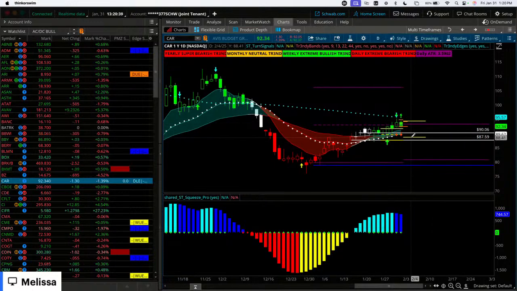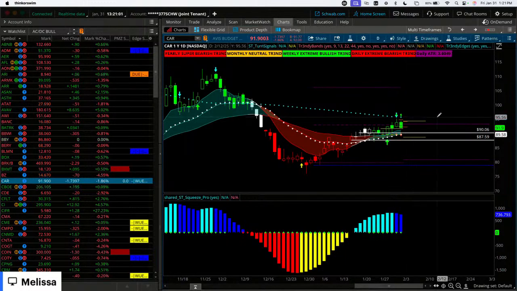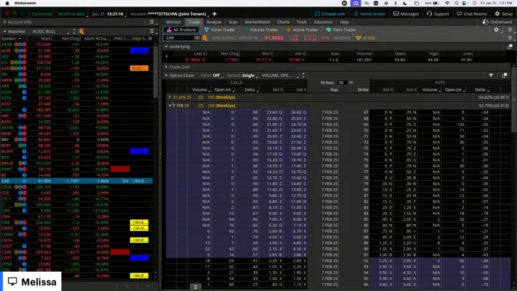So if I intended to be in this trade for 1 week, these yellow edges are what I use for trades for 1 to 2 weeks. So I would be looking to buy the dip here between $90 and $87. And then my target is going to be this upper edge that you see up here, which is near $94 to $95.